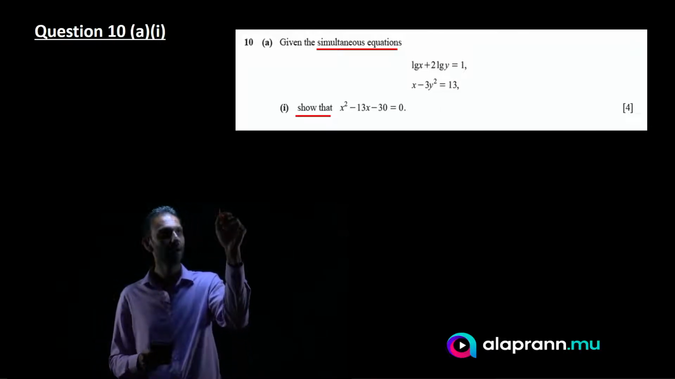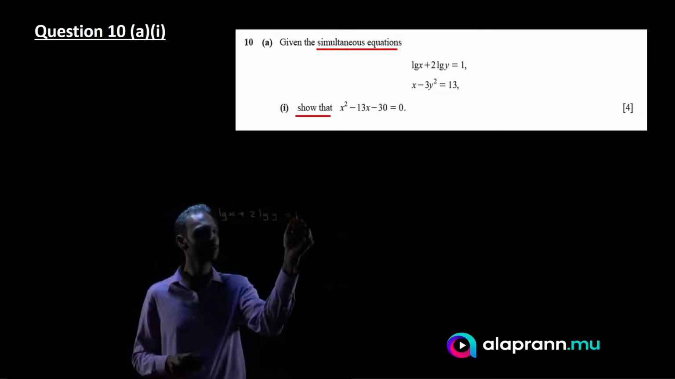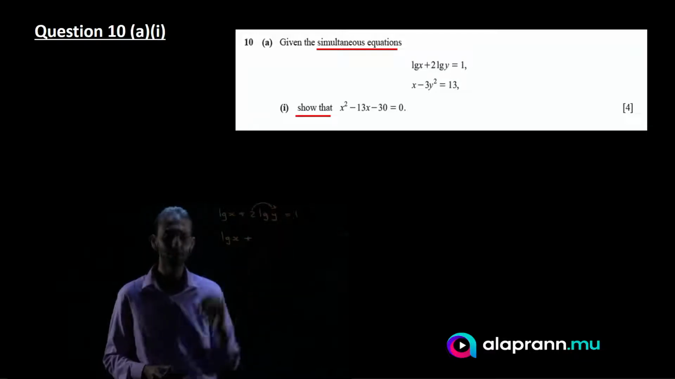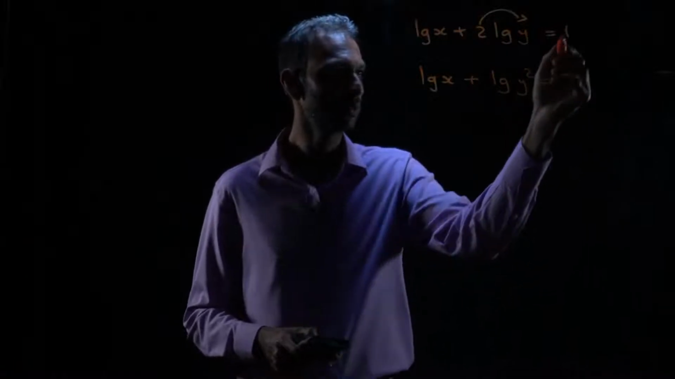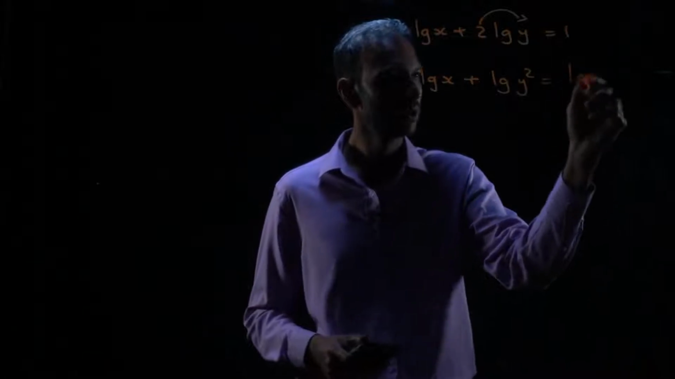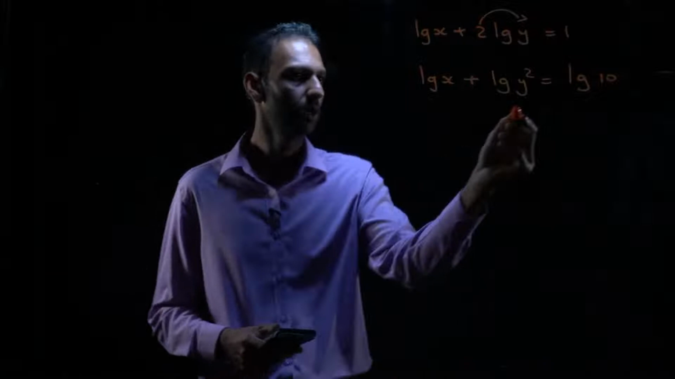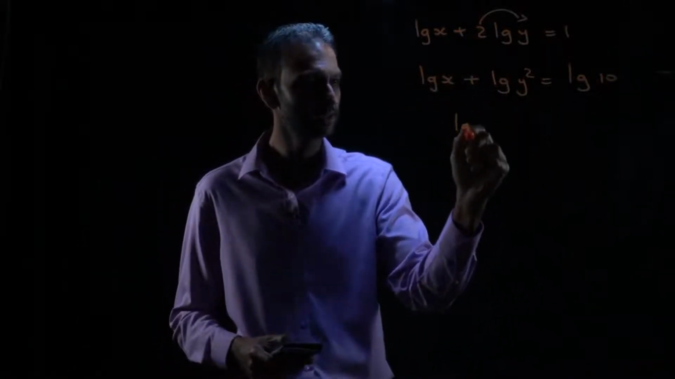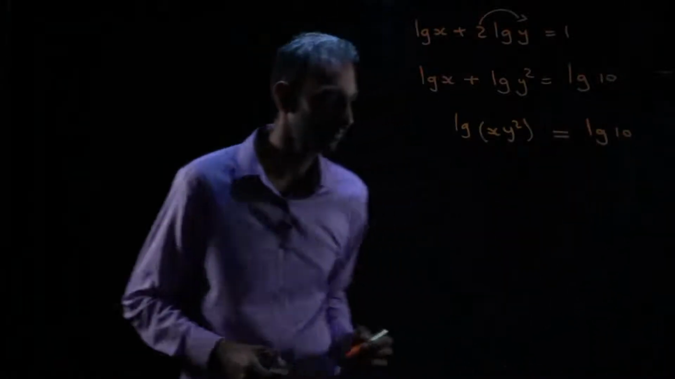So we have lg x plus 2 lg y is equal to 1. So lg x plus, the 2 goes on top, power law of logarithm, which is equal to lg y squared is equal to 1. 1 is technically lg 10. Why? Because lg 10 is 1, log of 10 to base 10 is 1. Product law of logarithm, so log of x plus log of y squared is log of xy squared, which is equal to lg of 10.